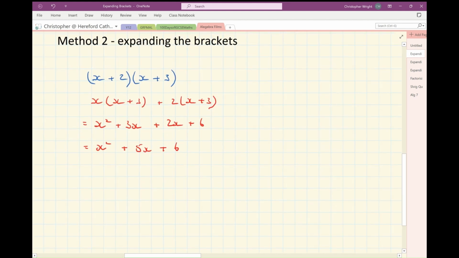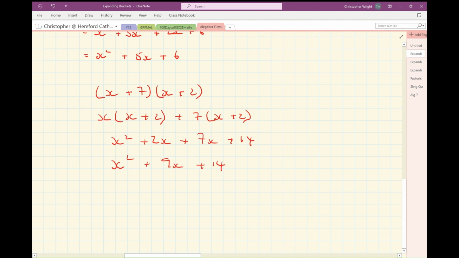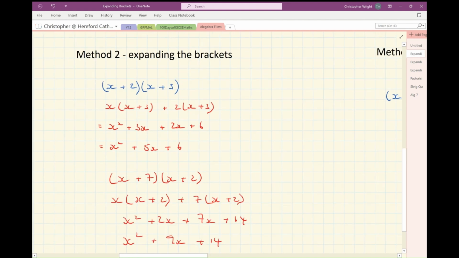Here's one to try yourself. Let's do x plus 7, lots of x plus 2. Pause the film now if you want to. So that's going to be x plus 7 lots of x plus 2 is x lots of x plus 2 plus 7 lots of x plus 2. Now multiply out those brackets, x times x, x times 2, and then 7 times x, 7 times 2, and tidy up your answer. So that's a second method, expanding the brackets algebraically.